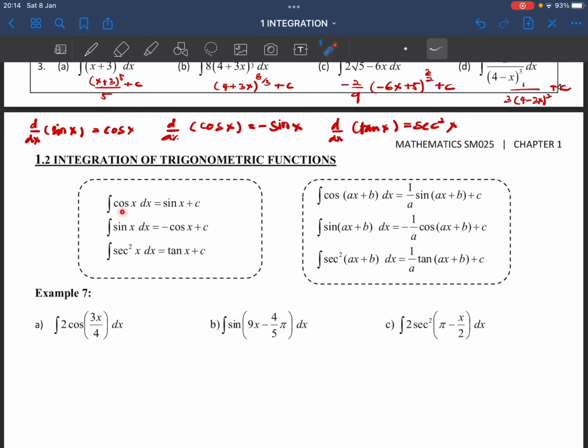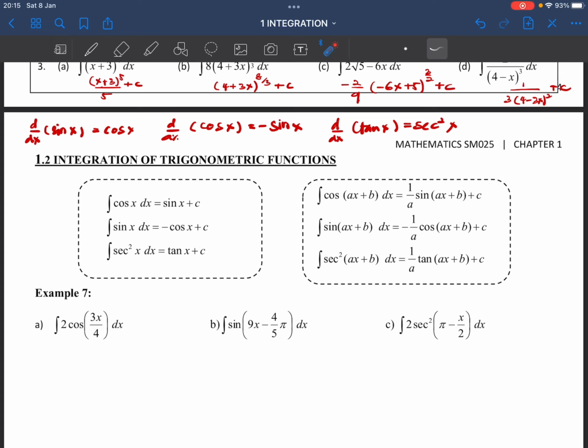Okay, kalau kita integrate cos, you will get positive sine x. Don't forget the plus c because we are doing integral, so you have to put the constant of integration. If we integrate sine x, that will be negative cos x. If we integrate secant square x, you will get tangent x. Okay, so macam mana nak integrate tangent x pula? Okay, we will see later in the next video.